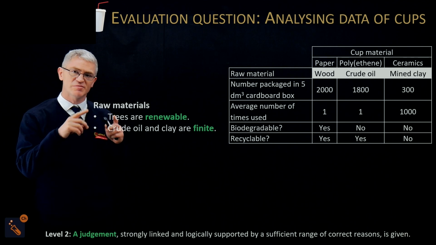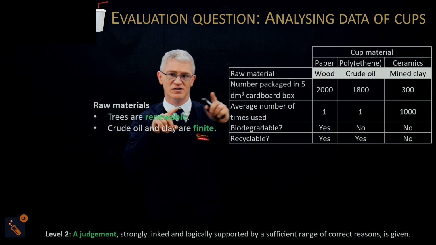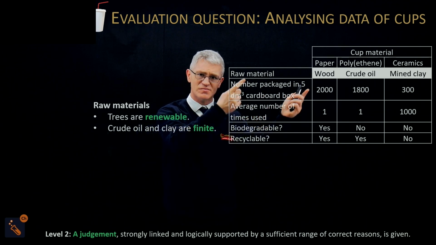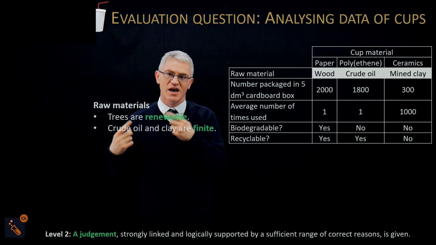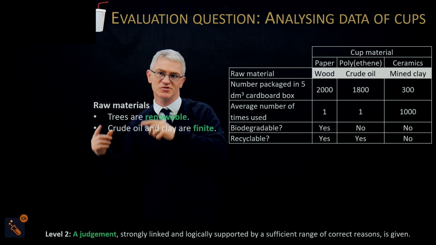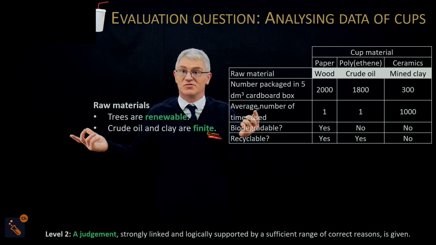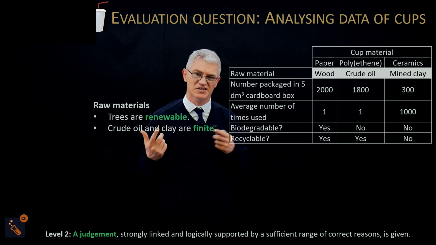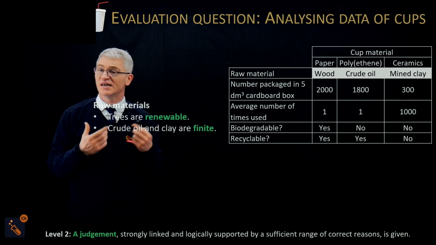Well, they're made of wood. If you take the wood and say wood is renewable, it's not as good as saying the wood's made from trees. So I've made some form of analysis and I've put some of my own thought into it to say the wood is made from trees, so the trees are renewable. You've looked at crude oil is crude oil, and clay is clay. So they're finite. So the word you need to use here for the raw materials is, is it renewable?